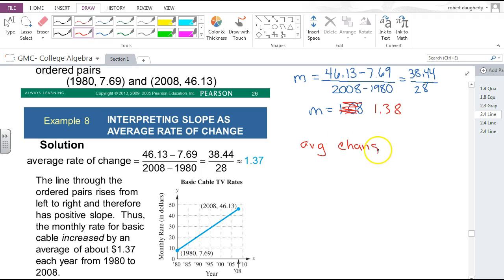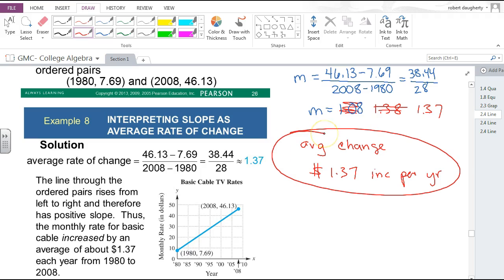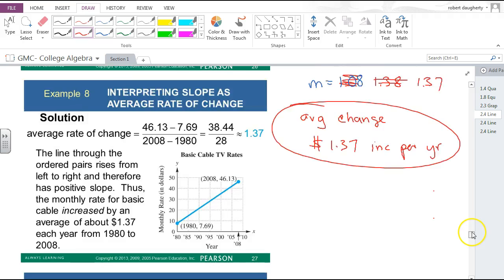The answer to this problem is the average change is, it's a dollar and looks like $1.37, 1.372. So it's a $1.37 increase per year. Okay, so all you did was find the slope. The slope is 1.37, but interpret the slope in the context of the problem. So it says, on average, we expect this cable rate to go up about $1.37 per year every year.